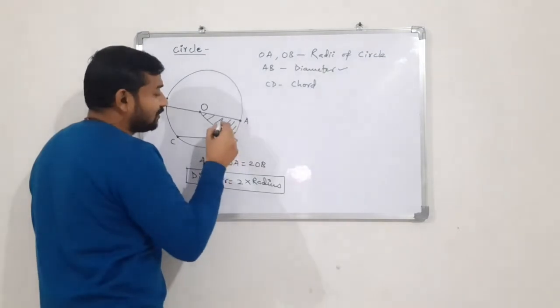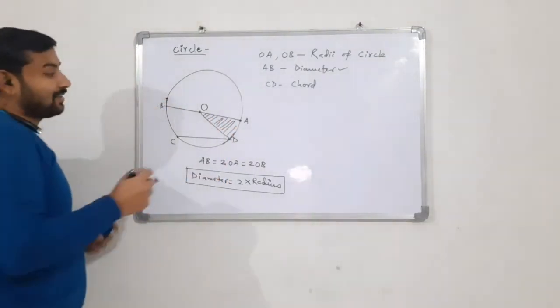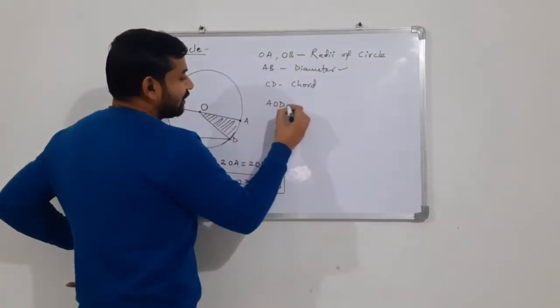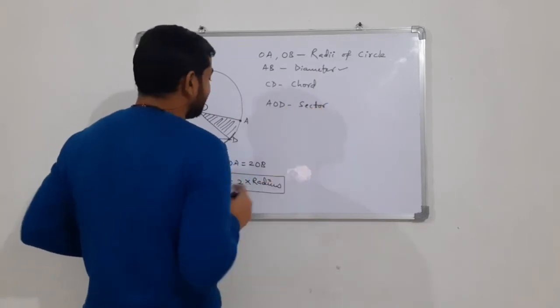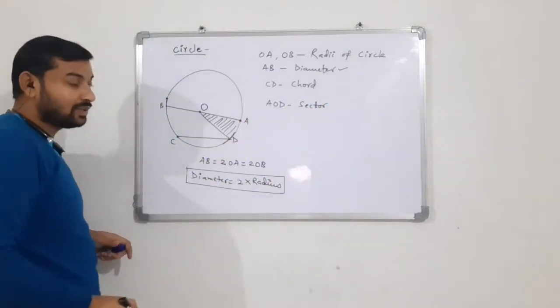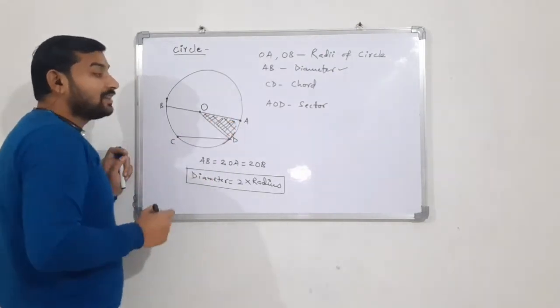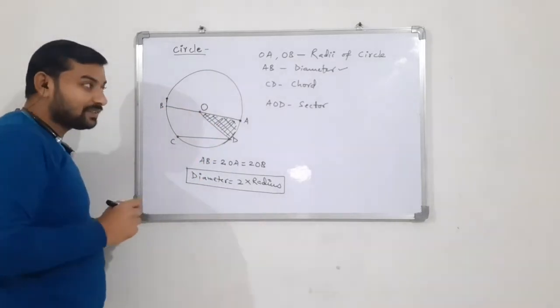It is similar to one slice of pizza, so this is called the sector. This AOD is called sector. Sector, there are two sectors in this circle now. If we consider AOD, this which is the shaded portion here is the minor sector, and the remaining part of the circle is the major sector.